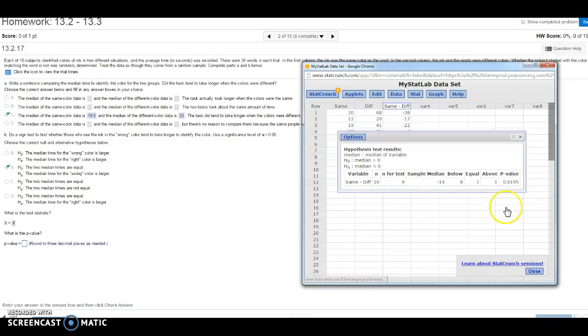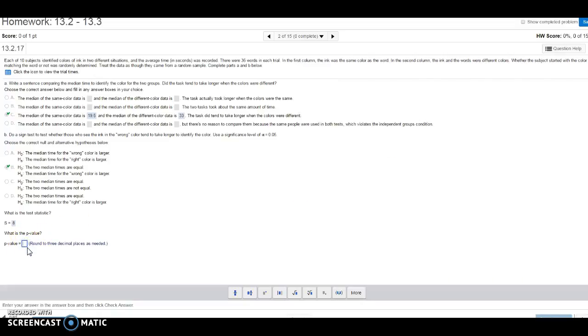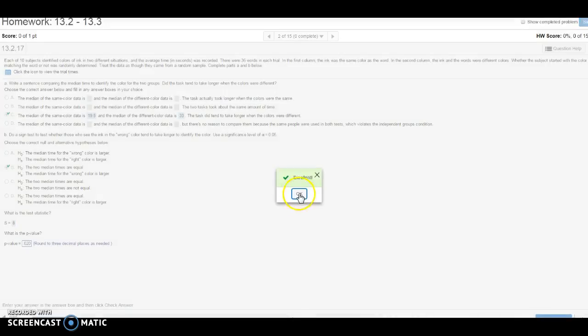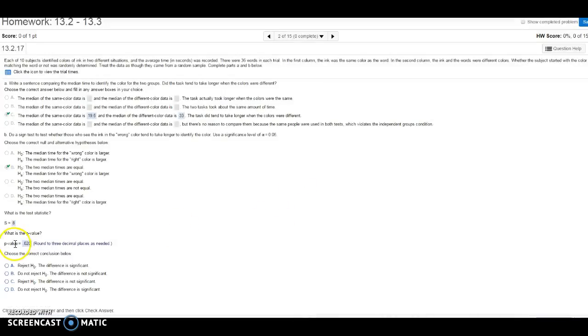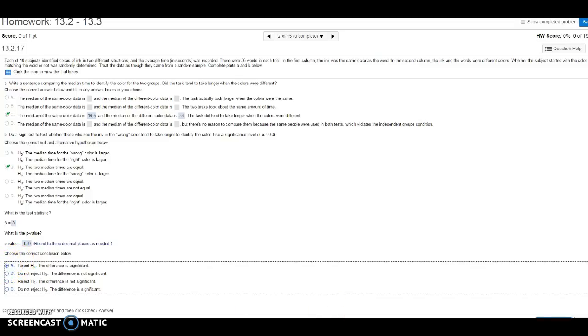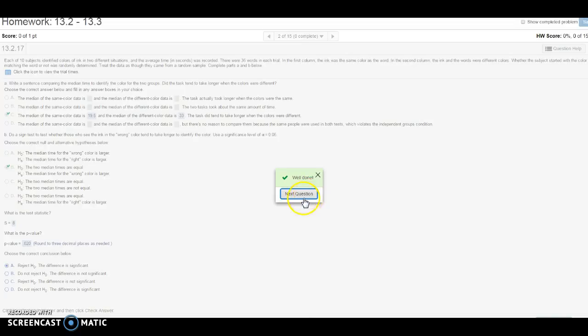Then I hit compute, and I get a p-value of 0.0195. I'm running it to 3 decimal places, so 0.020. So 0.02. What was my alpha? What am I comparing this to? Use a significance level of alpha 0.05, so this is smaller. So I'm going to reject the null hypothesis. If I reject the null hypothesis, there is a significant difference between the medians. Hope that helps.